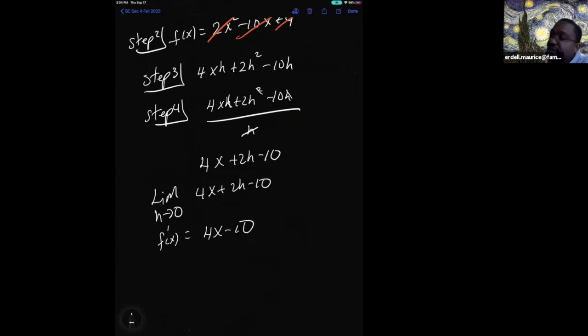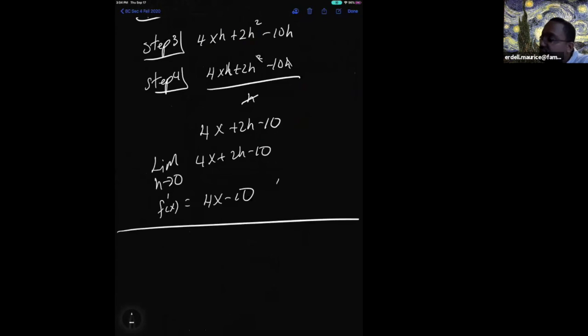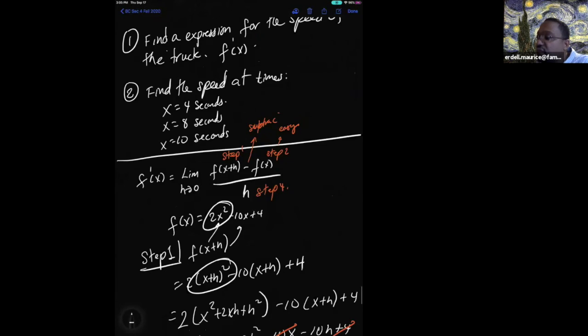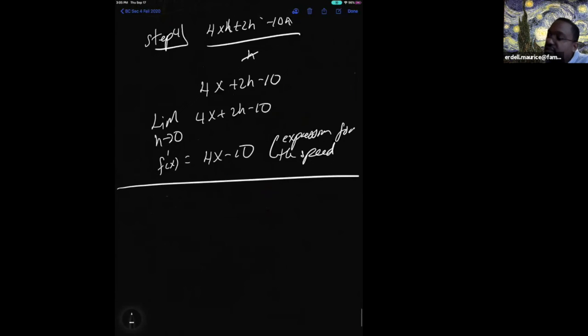So now I have that done. This right here is the expression for the speed. So now I can find the speed when they were talking about. They wanted the speed at 4, 8, and 10 seconds. And so I simply find f prime at 4. I believe that is 6. f prime at 10. Oh, I missed 8, sorry.